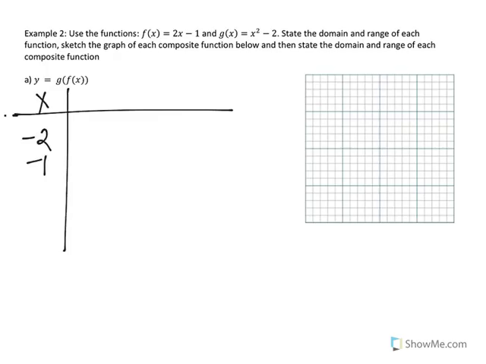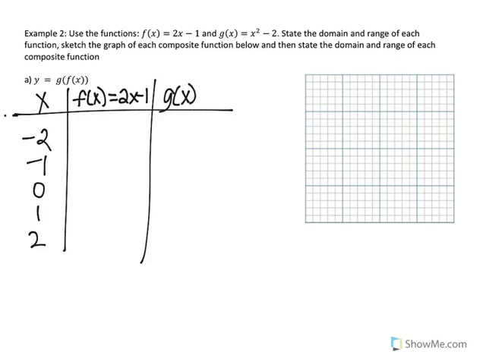So we'll go negative 2, negative 1, 0, 1, 2 again. And we're going to do f of x first, which is our inside function, so 2x minus 1. And then we're going to do g of x next, which is squaring it and subtracting 2. So negative 2 times 4 is negative 4, minus 1 is negative 5. And pause the video and fill out this whole column.